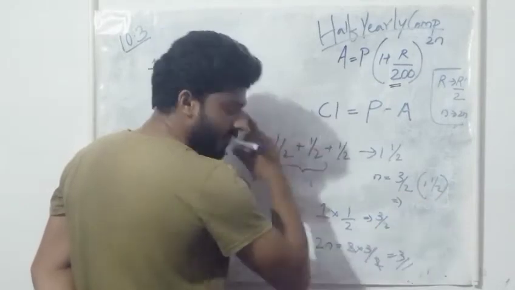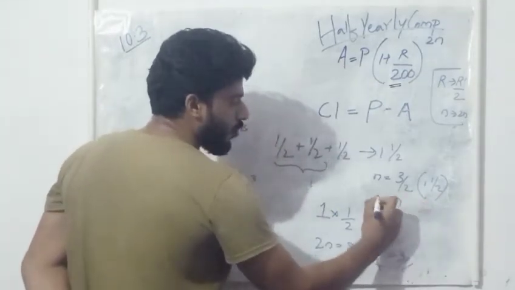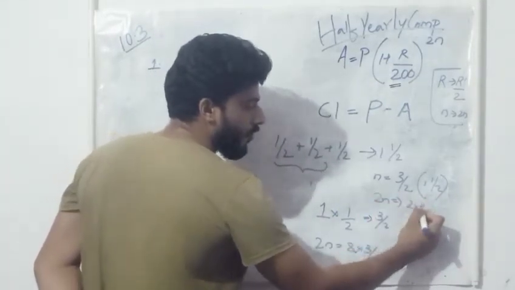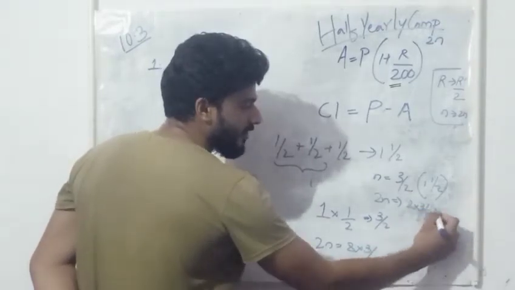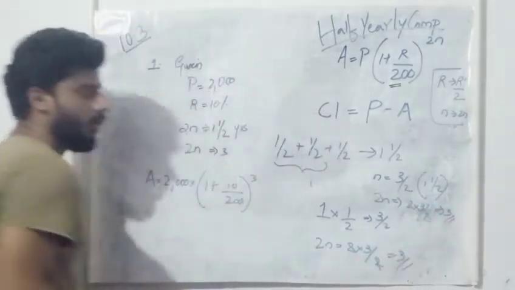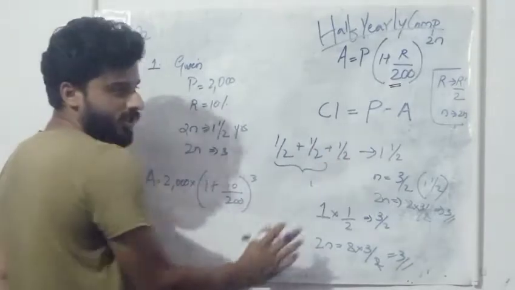3 by 2, and this is our n. So 2n will be 2 into 3 by 2, which means 2 and 2 will get cancelled. That also will be 3. That is the mathematical way. This is the logical way.